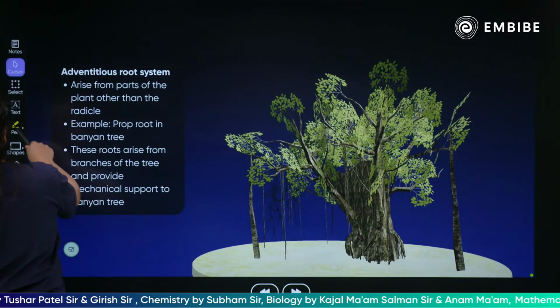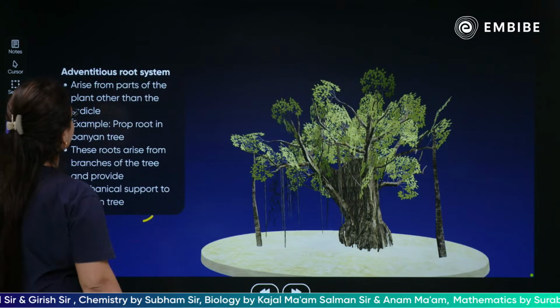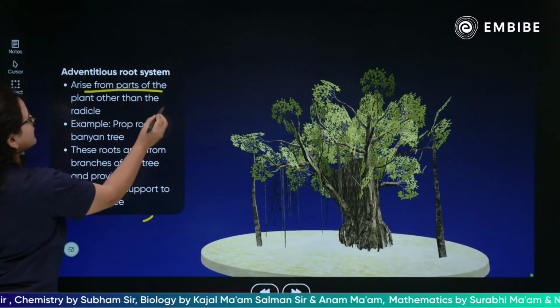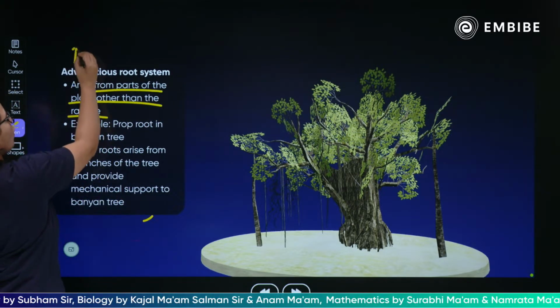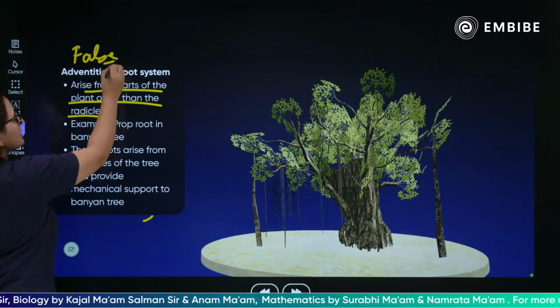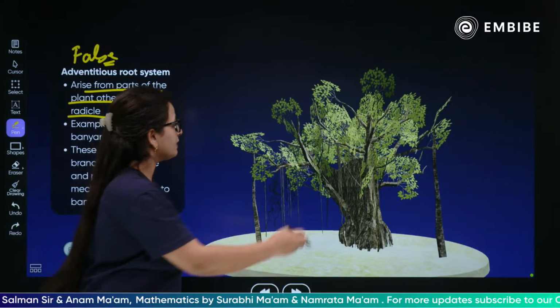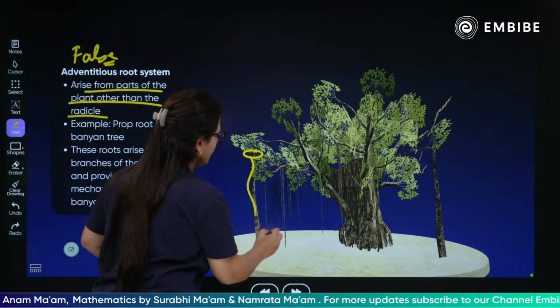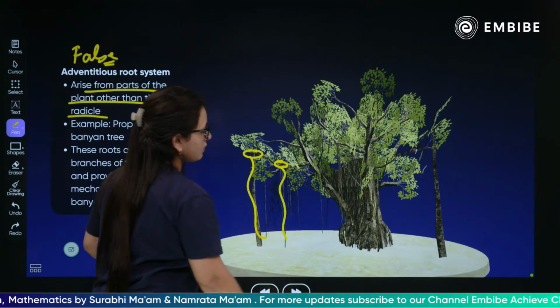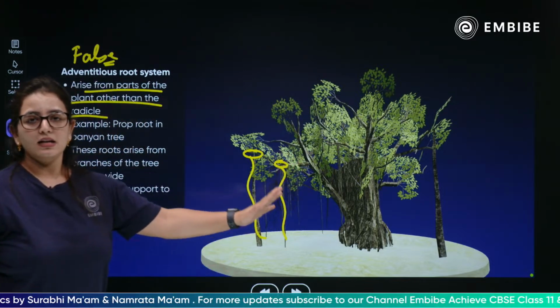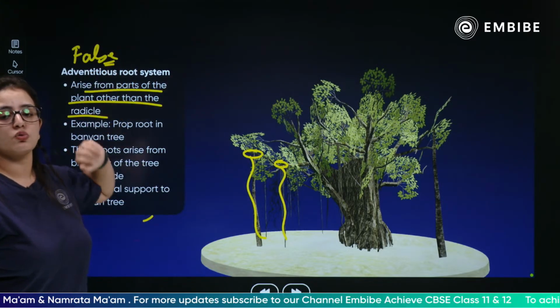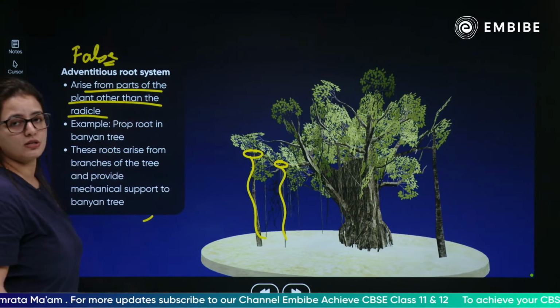There is nothing to be talked about. Everybody knows about the banyan tree. Adventitious roots arise from parts of the plant other than the radicle. That is why it is also called the false root system, because it is not arising from the radicle, it is arising from the other branches of the plant. That is why it is called the false root system or the adventitious root system.